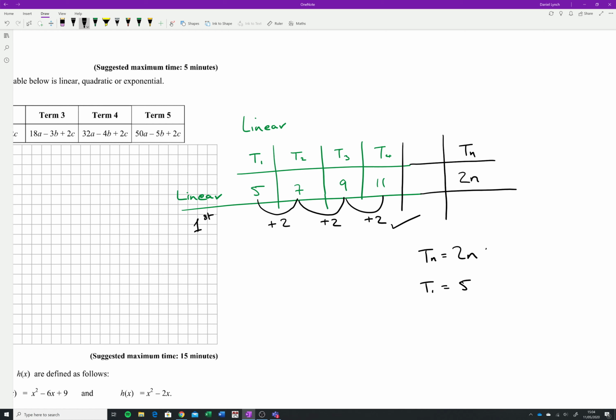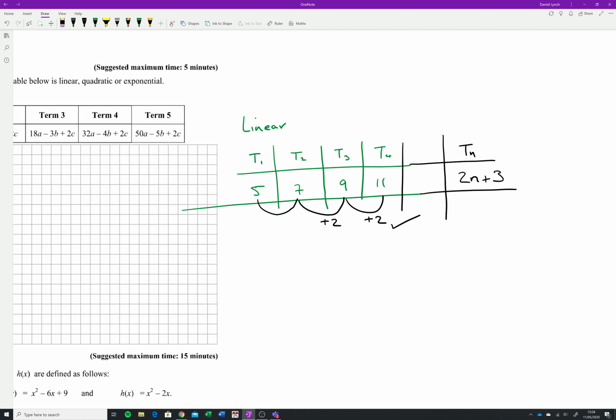We're meant to have got 5. That tells us we should add on 3. So it'll be 2n plus 3. Not required for this question, as it turns out, but I just want you to be able to do it on the more tricky ones. Okay, that's an example of a linear function.